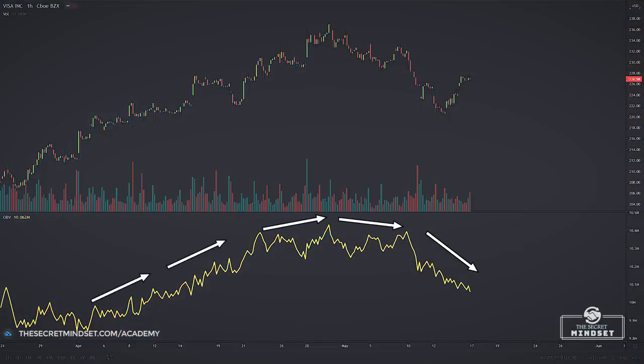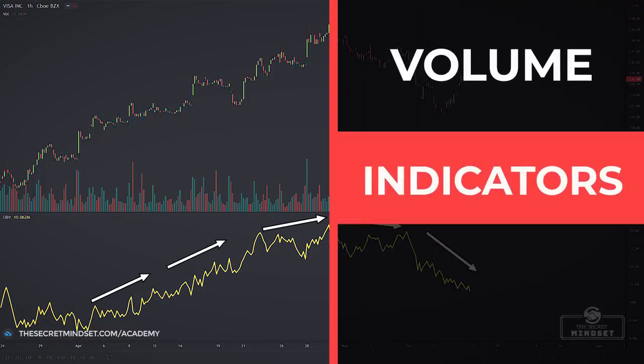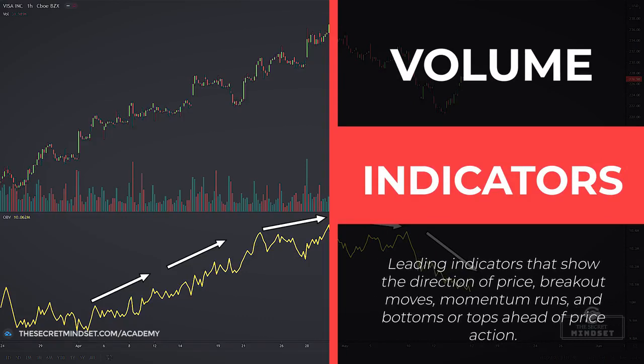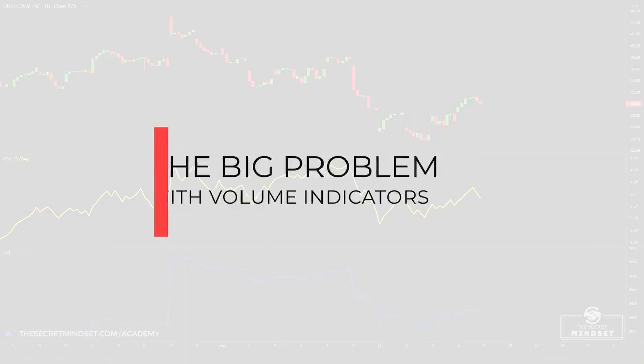Instead of signaling overbought or oversold price action, volume oscillators provide far more valuable information about what is going on with the stock price before the price actually moves. This gives traders a leading indicator that shows the direction of price, breakout moves, momentum runs, and bottoms or tops ahead of price action. But there's a small problem.